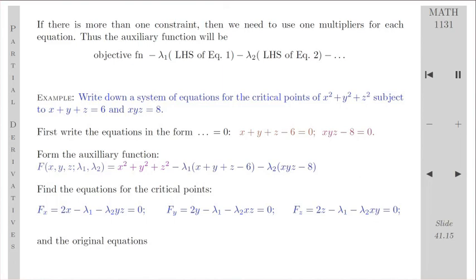Just as in the case of one equation, the partial derivatives with respect to the Lagrange multipliers will be just the negatives of the left-hand sides of the rewritten equations, which means they give equations which are equivalent to the original equations. So instead of doing partial derivatives with respect to Lagrange multipliers, we can just use the two original equations, x plus y plus z equals 6 and xyz equals 8.